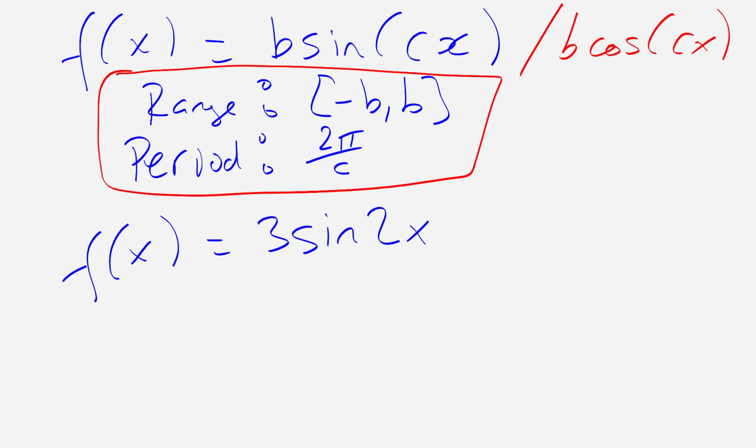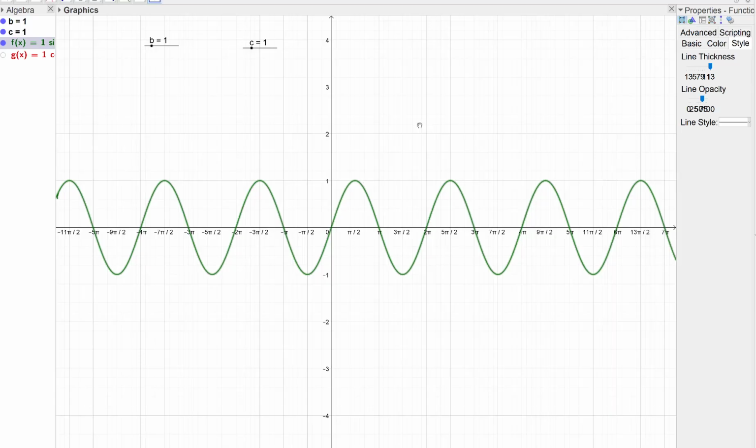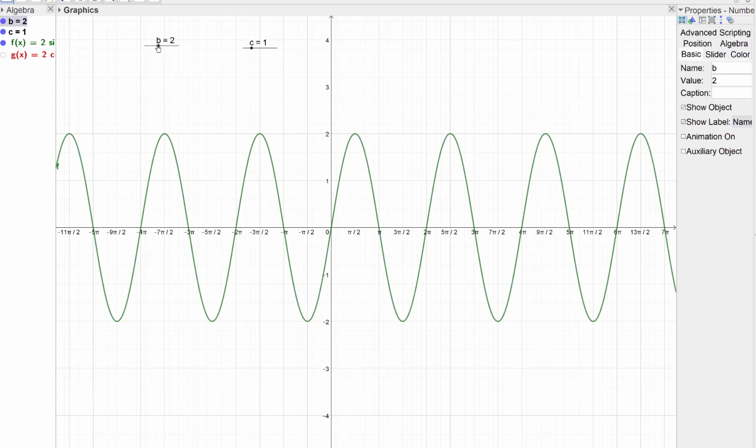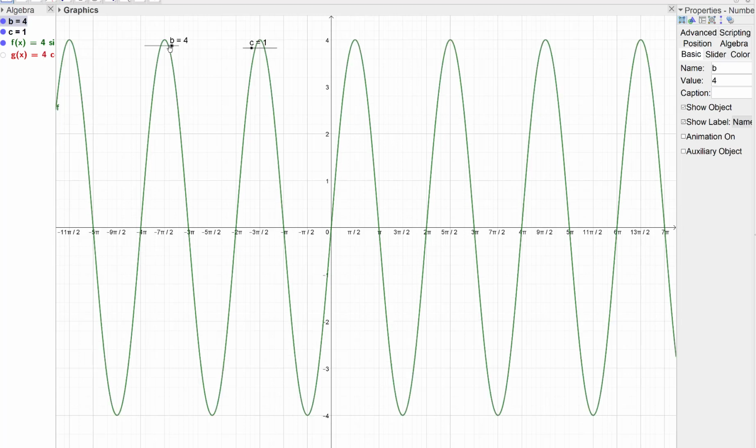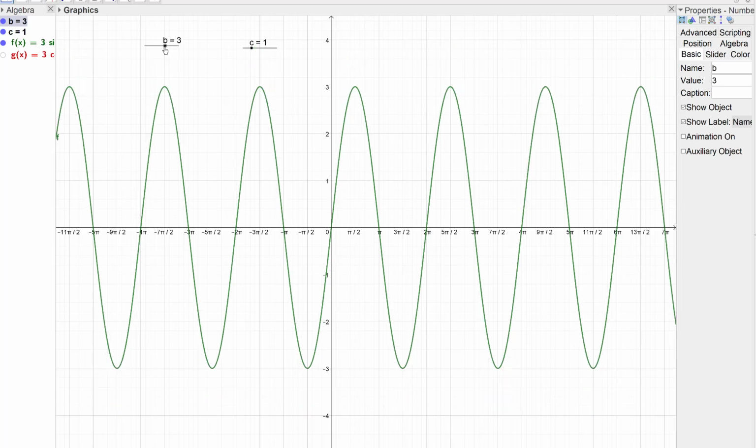Let's just have a look. As you can see, the range is affected by b and the period is affected by c. This is the graph of sine x, which is 1 sine 1x. Let's change the value of b. As I increase b, it increases the range. It doesn't affect the period. The bigger the value of b, the bigger the range.